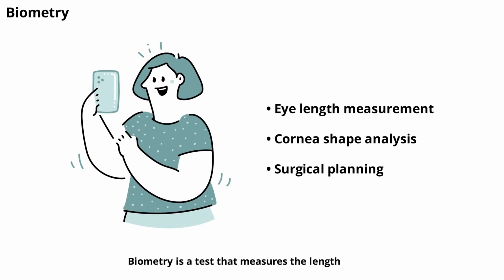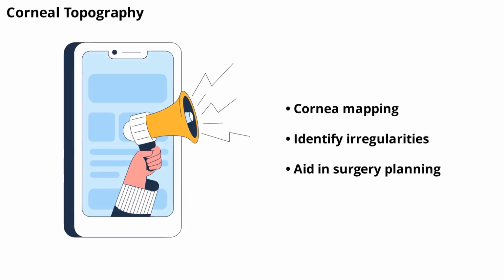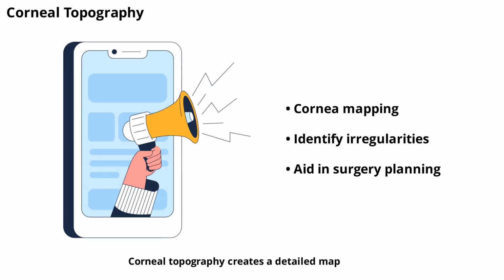Biometry is a test that measures the length of your eye and the shape of your cornea. This information is essential for planning cataract surgery, but it can also help confirm the diagnosis by providing detailed measurements of your eye's structure. Corneal topography creates a detailed map of the surface of your cornea.